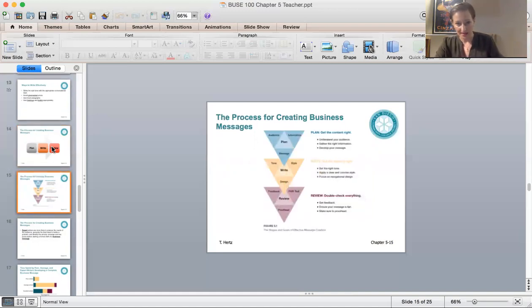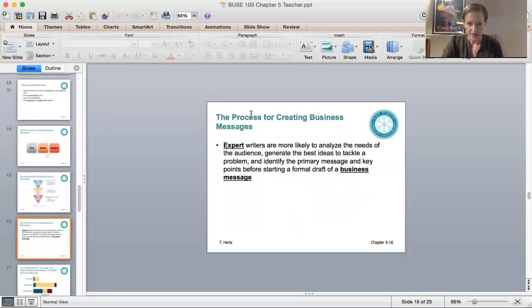So this is the plan, write, review process, again, with the goals for each of it. I'll let you look through it, but it's worth noting this isn't necessarily a linear process, even though it shows the arrow down, down, down. Sometimes good writers move back and forth between them. Expert writers are more likely to spend most of their time in the planning phase, and they're more likely to really think about what they're going to write to generate their best ideas, identifying the ideas well before they ever start writing.